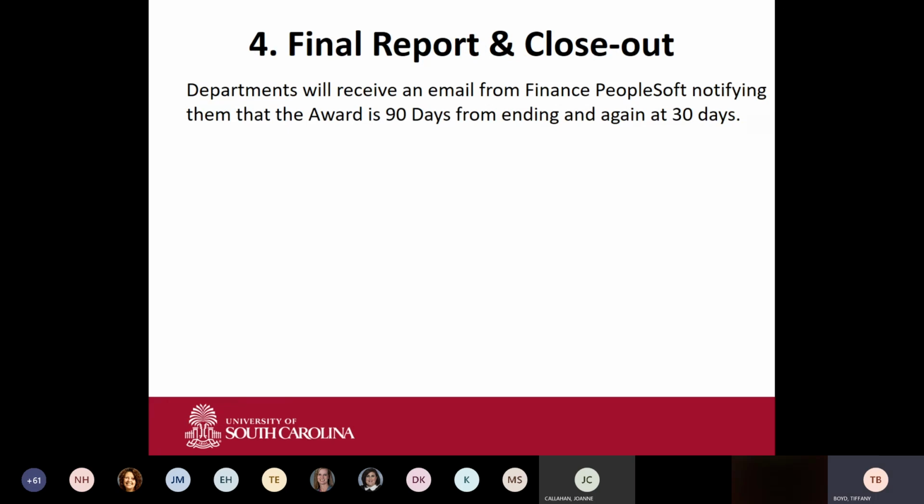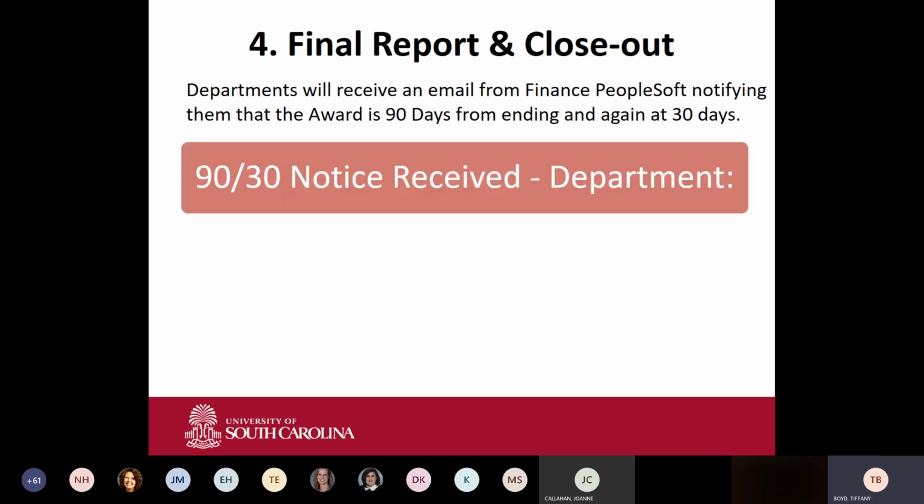So then that takes us to step 4, which is final report and closeout. Departments will receive an email from Finance PeopleSoft notifying them that the award is 90 days from ending, and then again at 30 days from ending. And these will come directly from PeopleSoft.